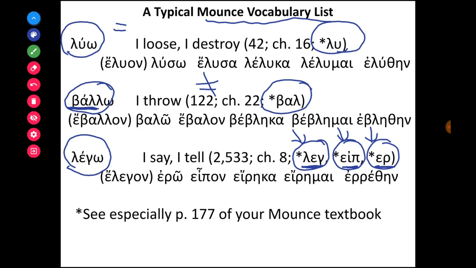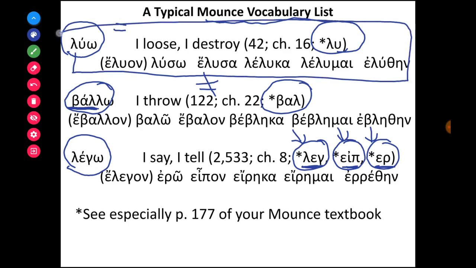So notice that, let's go back to our regular verb luo. Let's go back to luo and look at the forms that he lists. In a typical vocabulary list from Mounce's, he gives the lexical form and he gives you the verbal root. He gives you the English definition. He tells you how many times it's used in the New Testament. So luo and its forms are used 42 times. And if it's introduced as your chapter of vocabulary, he tells you what chapter it's first introduced. In this case, luo was introduced in chapter 16.